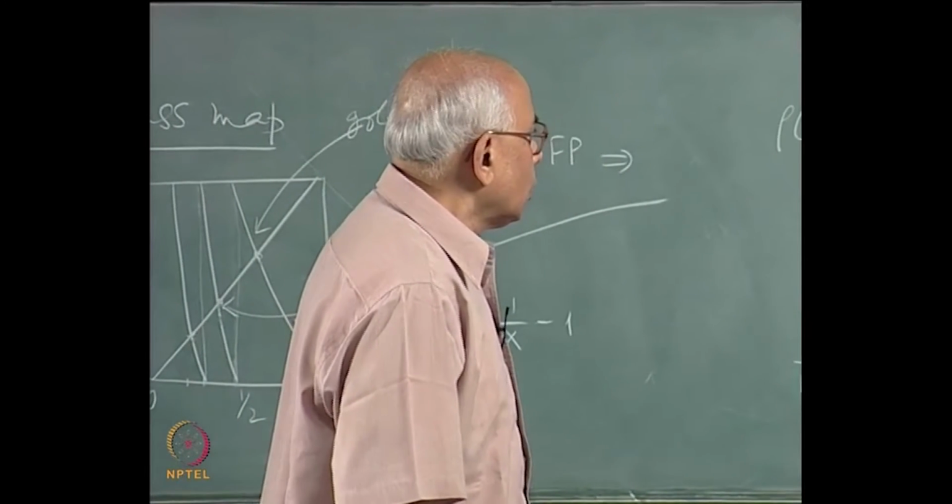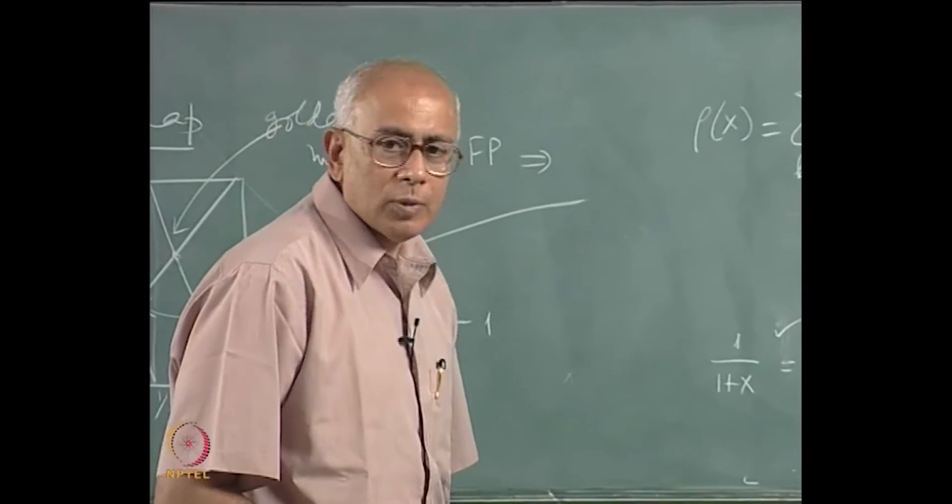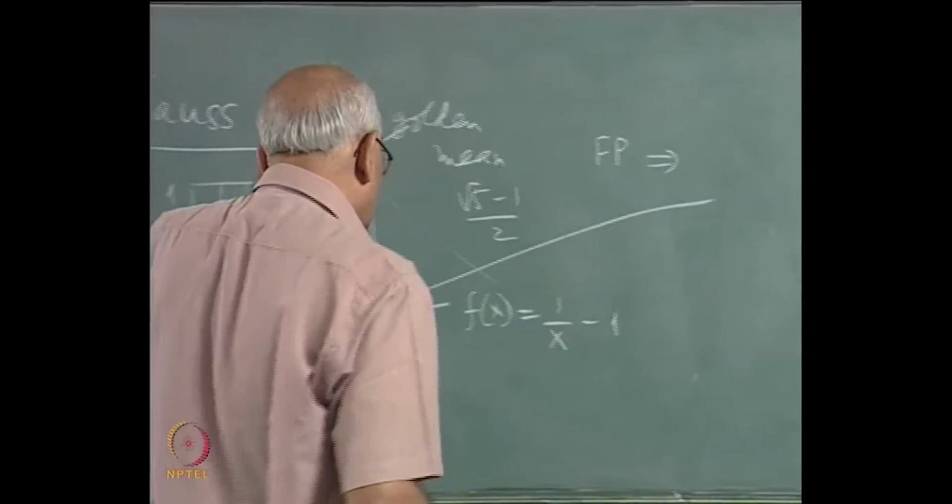So now that we have rho of x, we can find the Lyapunov exponent of this map. Now what is the Lyapunov exponent physically measuring?